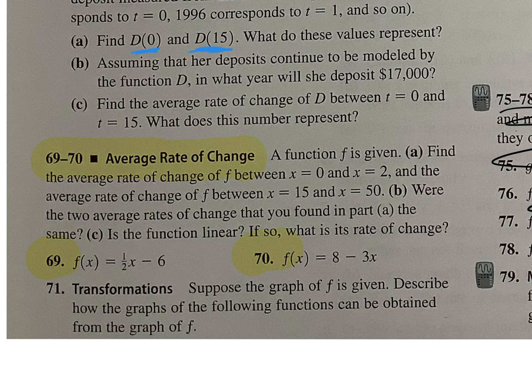Okay, so if you look at something like this, look at 69 and 70. Function is given. Find the average rate of change between 0 and 2. Then find the average rate of change between 15 and 50. What are they asking you to do here? Plug in. They're telling you to plug in.